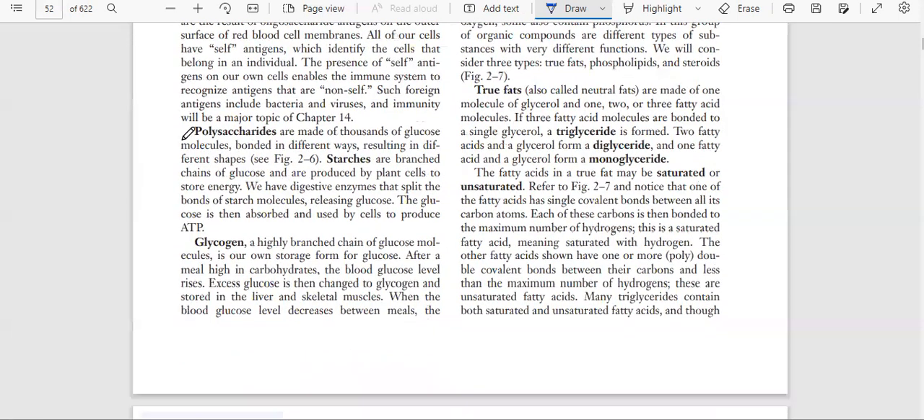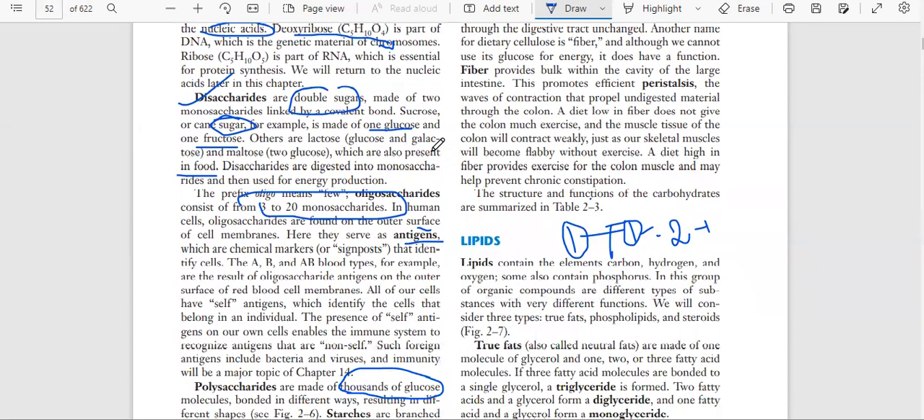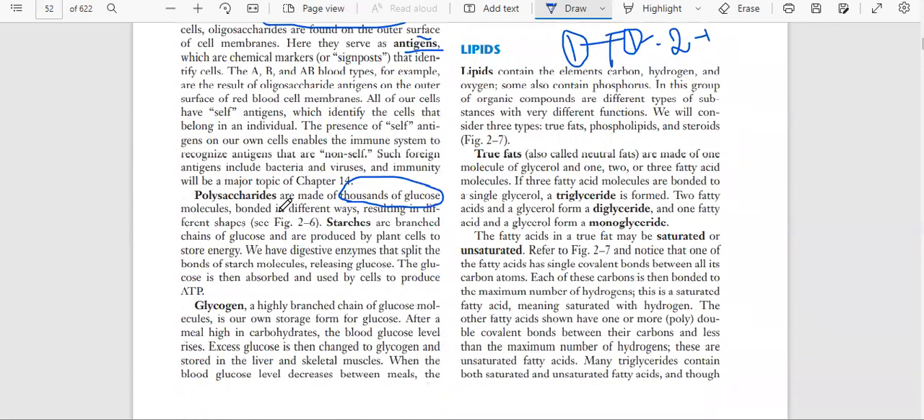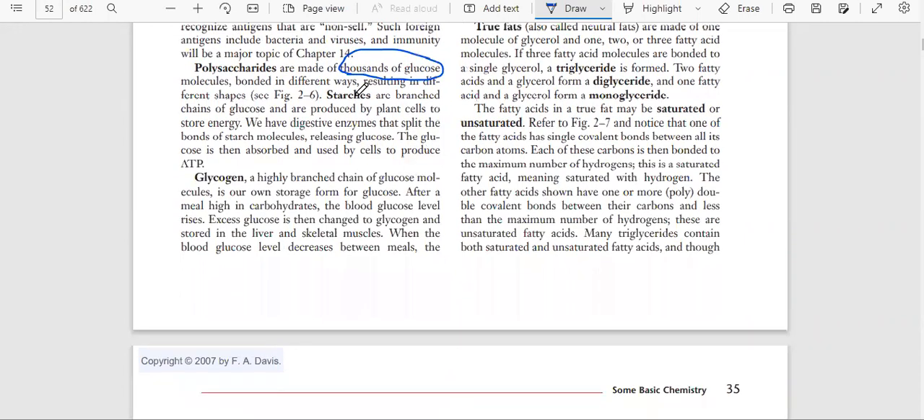Okay, then we have polysaccharides. Polysaccharides have thousands of glucose. So if you take a monosaccharide diet, it is easily digestible. If you take a disaccharide diet, it is easily absorbed. But oligosaccharides and polysaccharides need more time for digestion and utilization by the body. So diabetic patients are advised to avoid polysaccharide and oligosaccharide diets. Starches are branched chains of glucose produced by plant cells to store energy. Rice is an example of polysaccharides. So they need more substance to digest.